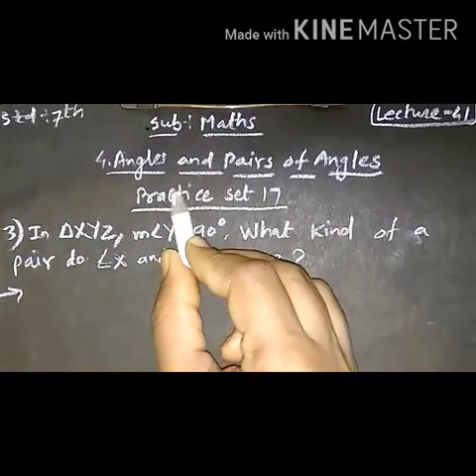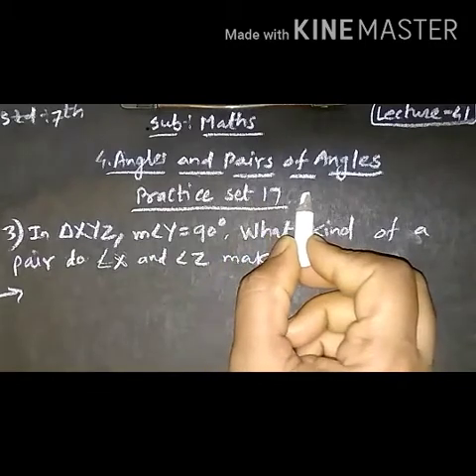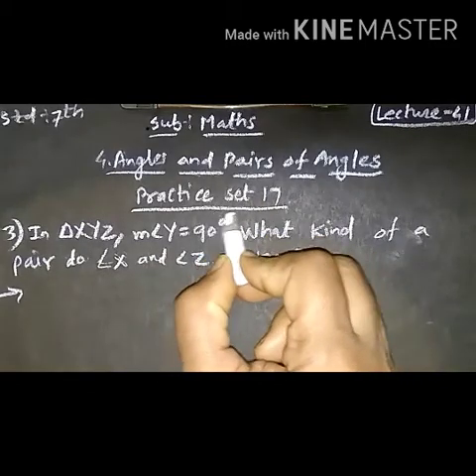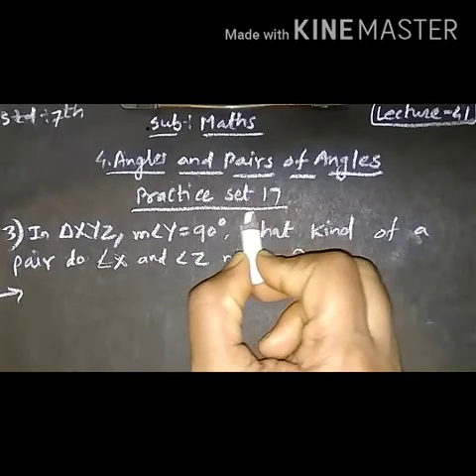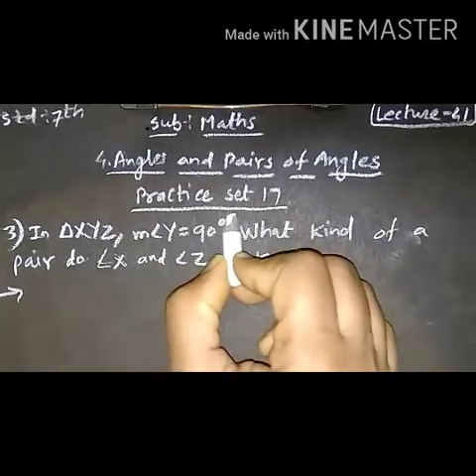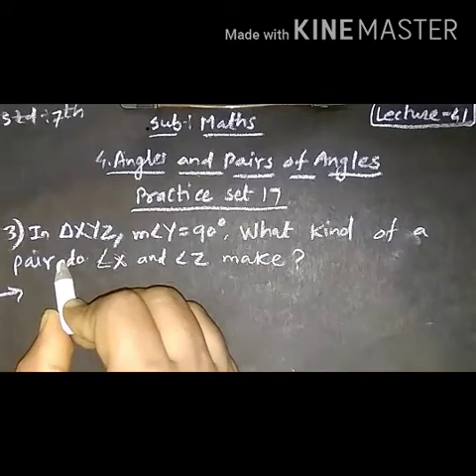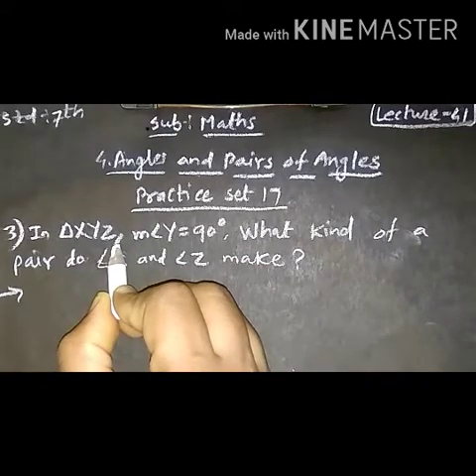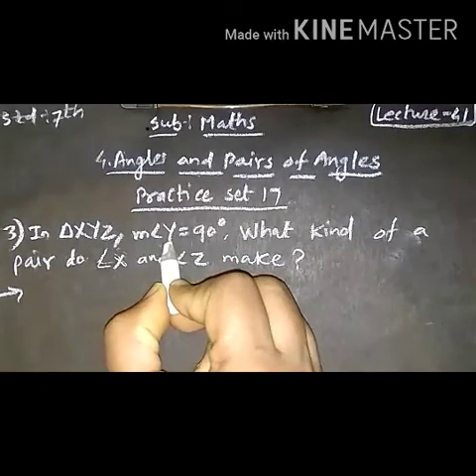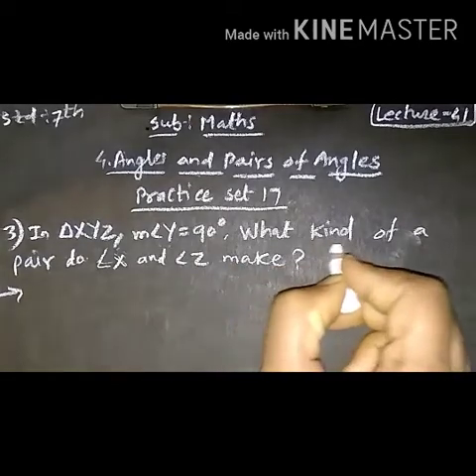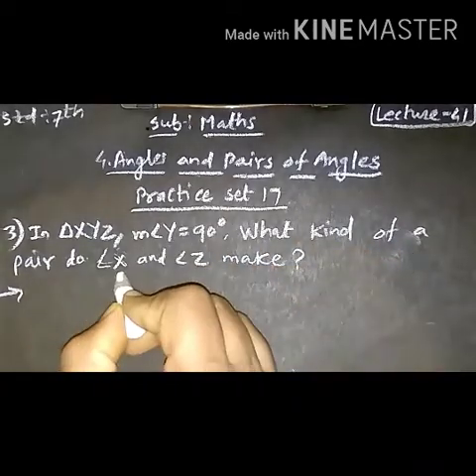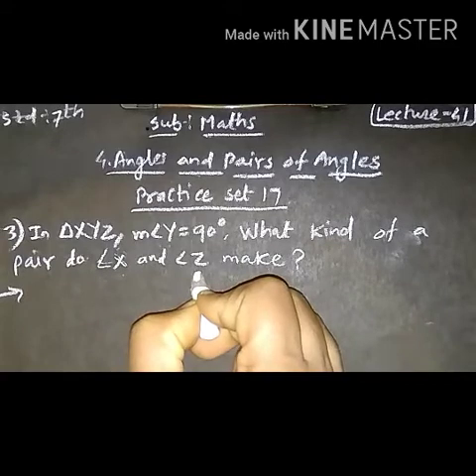Let us see lesson number 4, angles and pairs of angles. Now, let us see practice set 17. Already, we have seen the first two examples from practice set 17. Now, let us see the third example. In triangle XYZ, measure of angle Y is equal to 90 degrees. What kind of a pair do angle X and angle Z make?